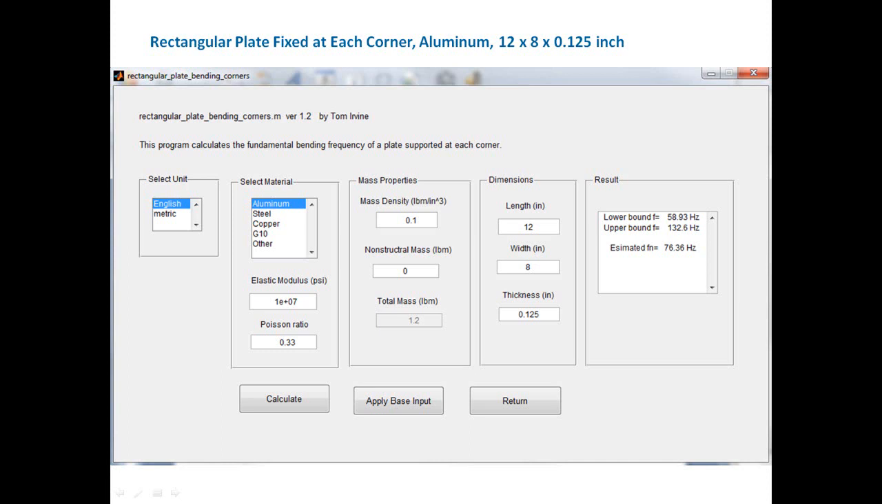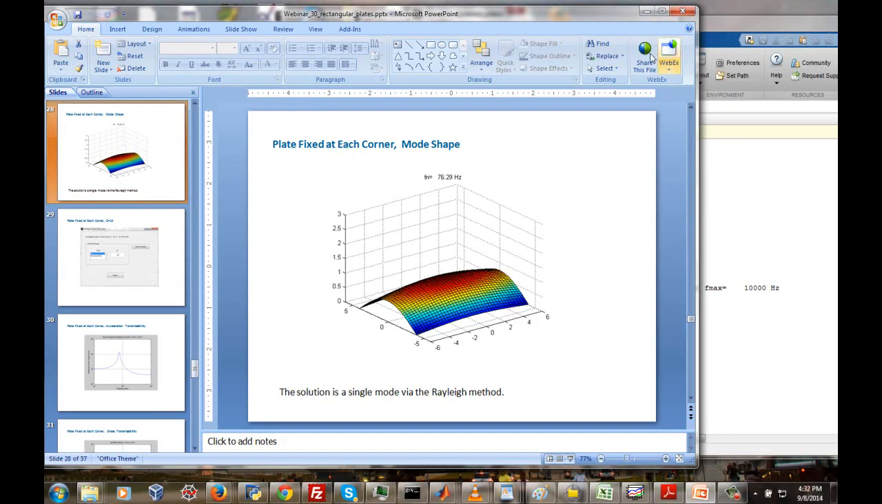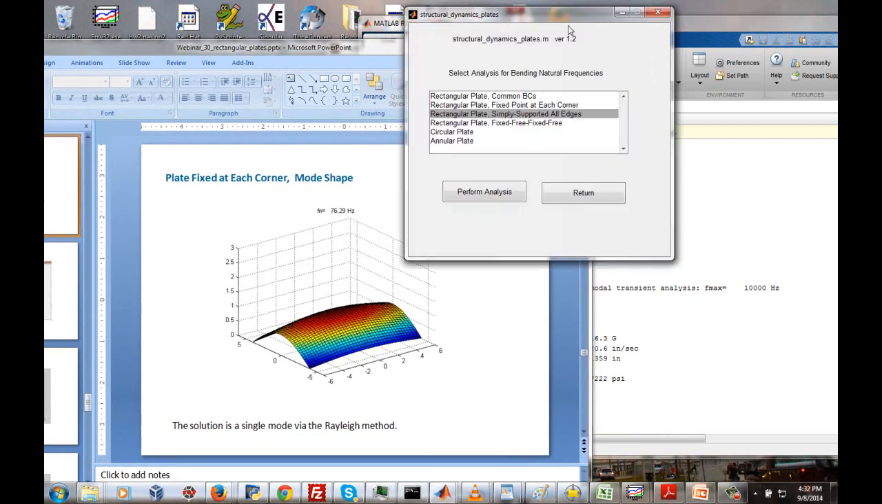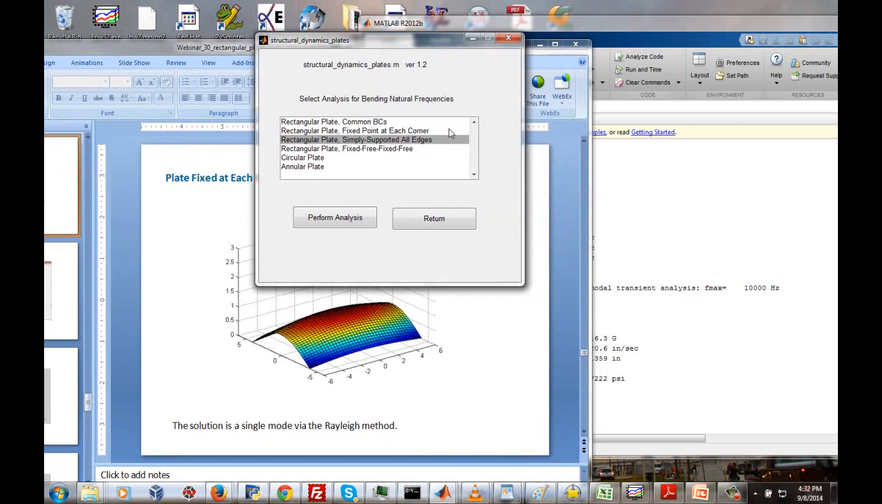If we do need to include higher modes for this boundary condition, then we probably need to switch over to the finite element method, which we're going to do in a couple of webinars, or at some point in this webinar series. So, okay, 12 by 8 by 1/8 of an inch. So let's go ahead and go through that in our Matlab vibration data package.